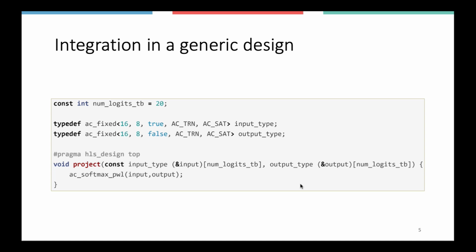I just want to highlight how the function takes input arrays and output arrays, uses ac_fixed as data types, and that you can choose the precision of the input and output values. For example, here we are using ac_fixed on words of 16 bits, 8 bits for the integer part. The first one has sign, the second one is without sign. We use truncation, and in case of overflow, we choose to saturate.